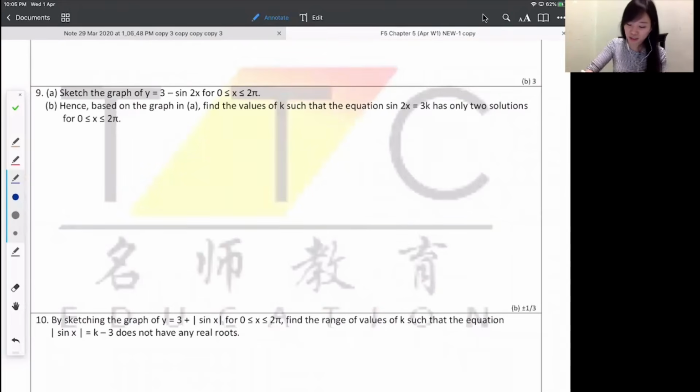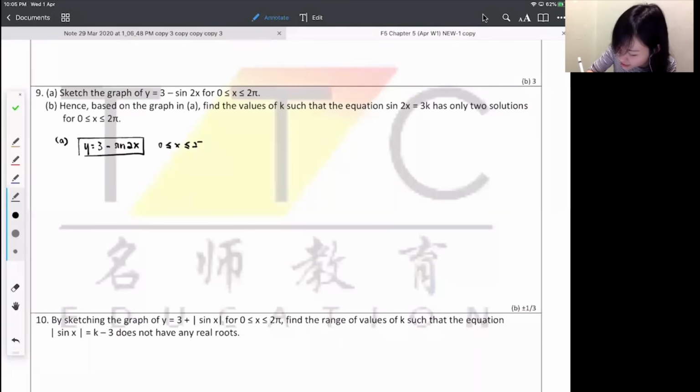This question is special. Guys, don't lie to me. I don't think you guys will sleep after this class, okay? Let's look at question 9a. Sketch the graph y equals 3 minus sine 2x. They want me to draw this from 0 until 2 pi. I think all of you can do it, so I will do it a bit faster so you can go and sleep.